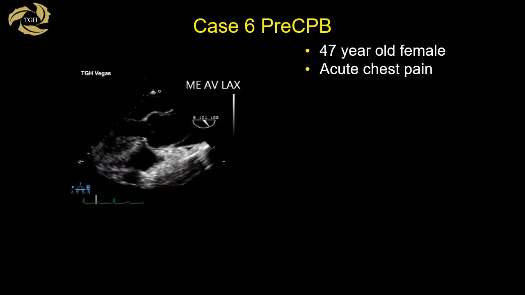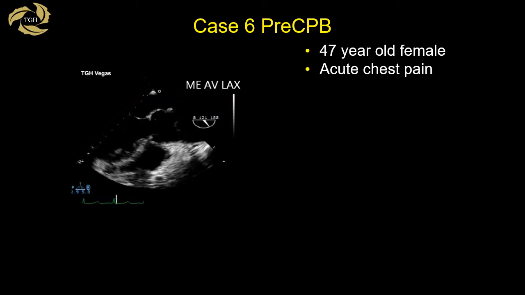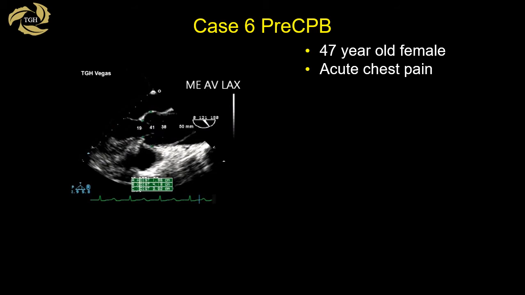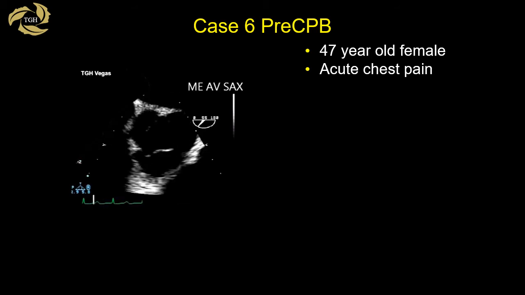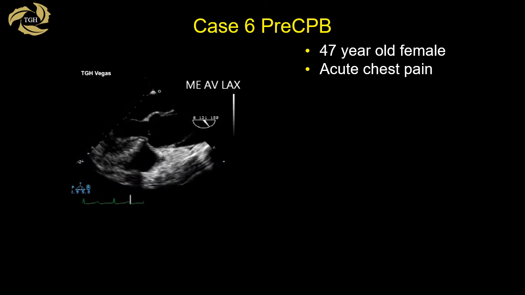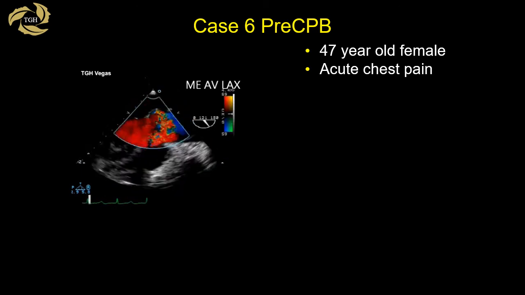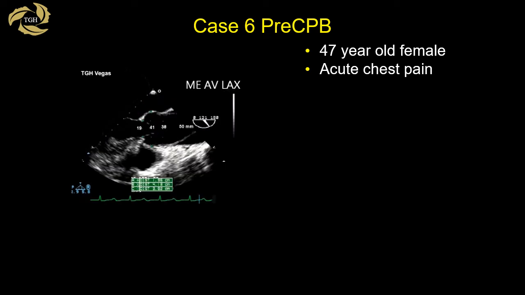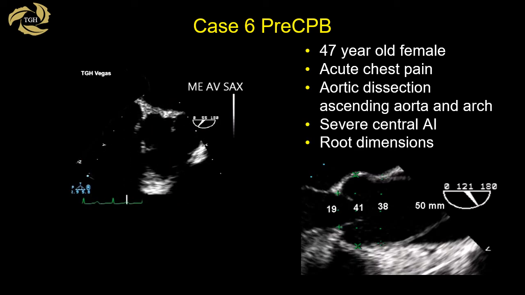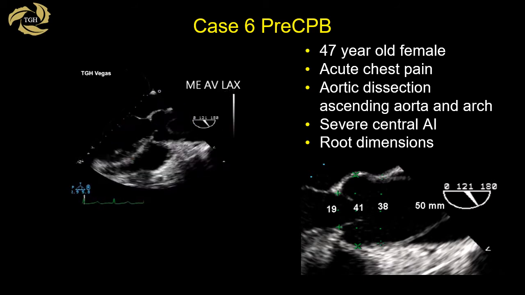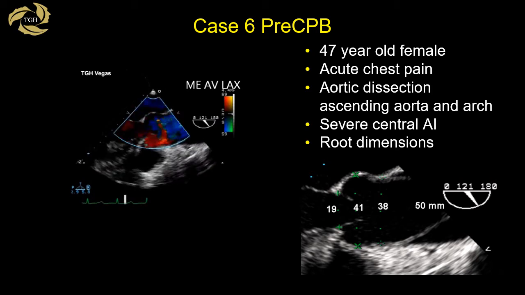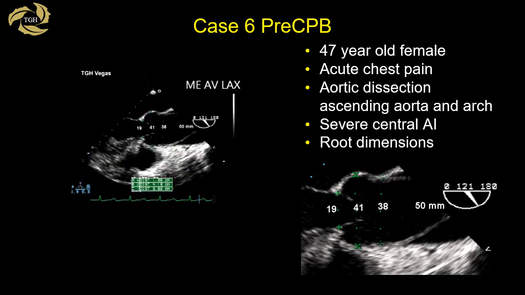Case 6 is a 47-year-old female who presents with acute chest pain. Following investigation, she was taken to the operating room for a surgical procedure. Intraoperative transesophageal echo shows the following. There is presence of a type A aortic dissection involving the ascending aorta and arch with severe central aortic insufficiency.